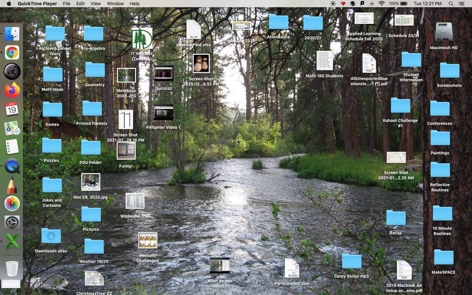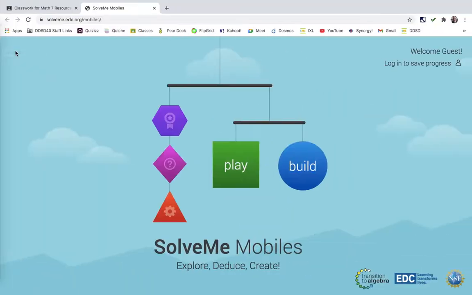This is a recap for Tuesday, January 19th. In class today, we explored the idea of solving equations with variables on both sides by playing a game.